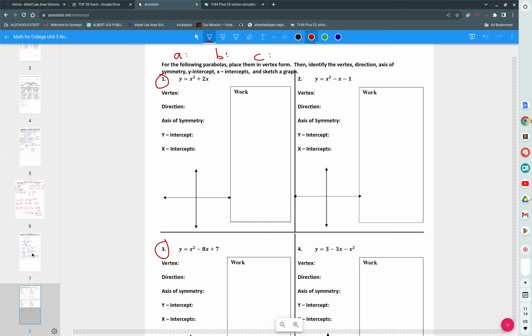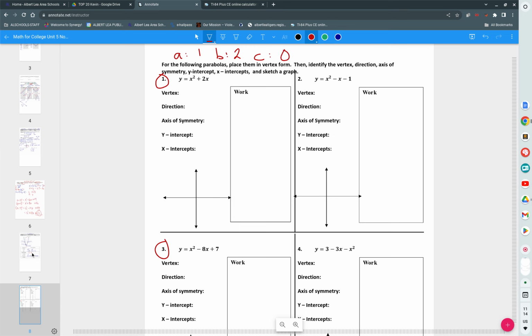Okay, so we look at x squared plus 2x. What's the a value for this problem? A is 1. It's the number in front of x squared. What's the b value? 2. And what's the c value? 0.